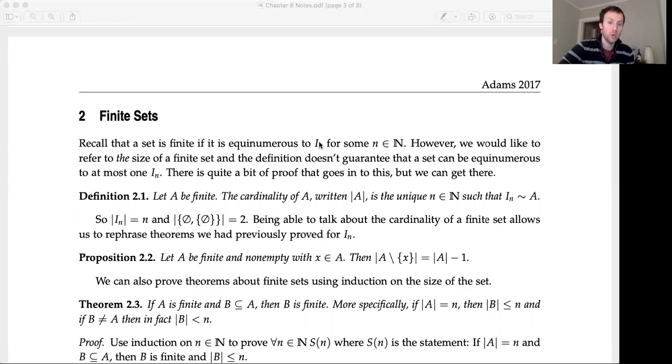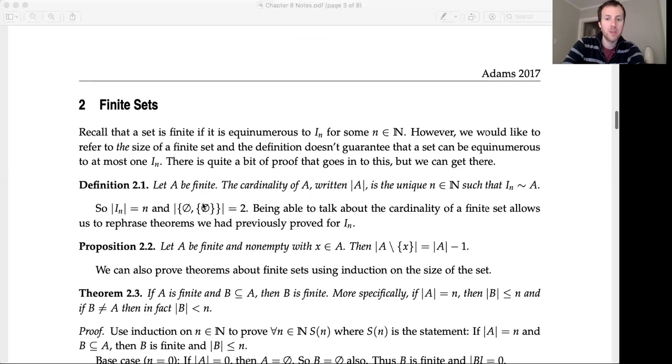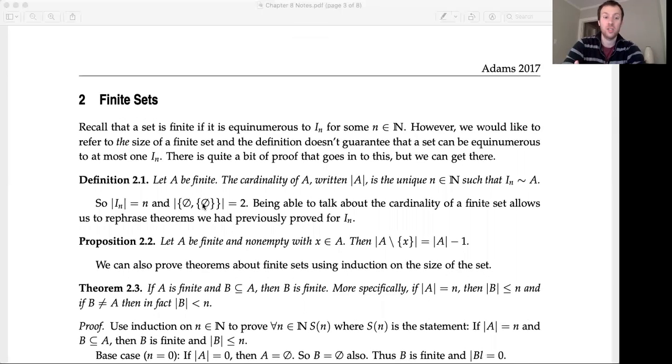It does take some proof. There's a full version of these notes which actually goes through that, and it takes like a page. But for a finite set A, we can talk about the cardinality of A, and that is the unique natural number n so that I_n is equinumerous to A. So this is good because it matches with how we think finite sets should work. But also, this is good because now when you're talking about finite sets, you have access to proof by induction.